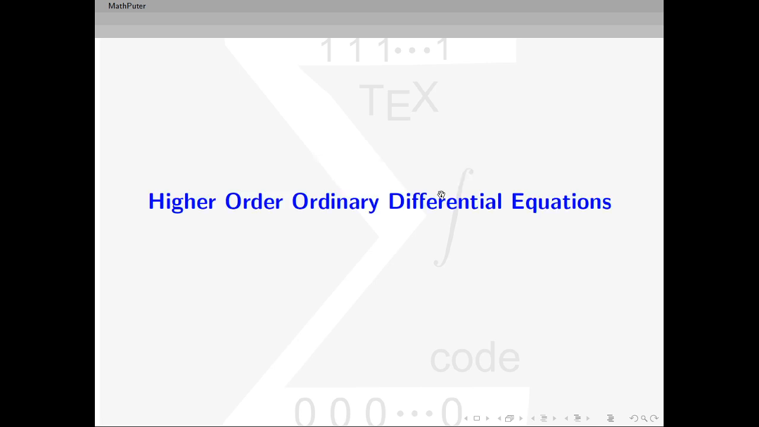Let us start higher order ordinary differential equations. First of all, let us discuss what we have discussed so far. F of D into y is equal to r of x. What is this equation? This equation is an nth order linear ordinary differential equation with constant coefficients. And our goal is to solve or to find the solutions of this differential equation.